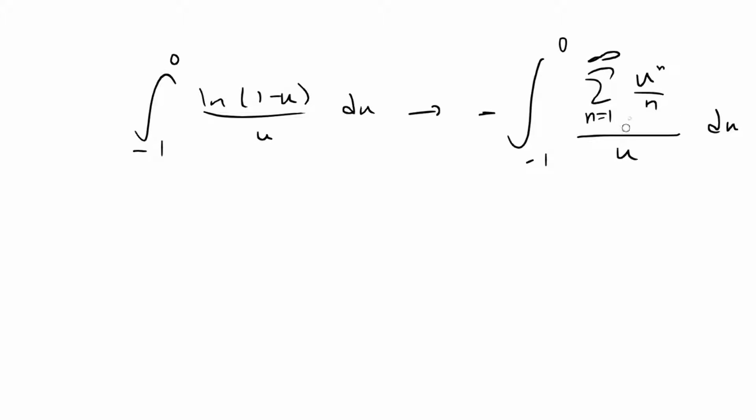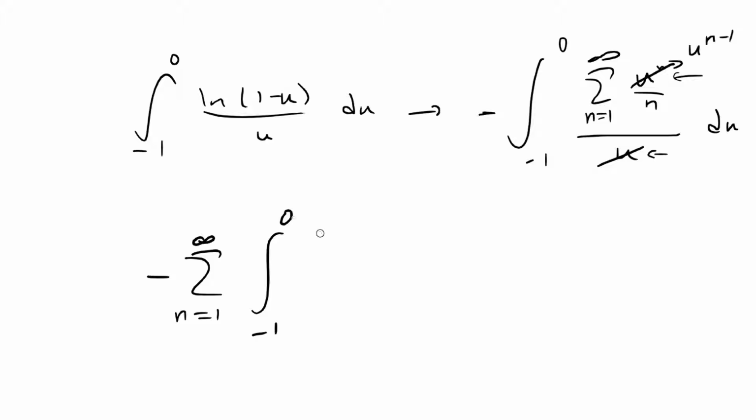And really quickly, we can notice that this u down here and this u up here will end up canceling a little bit. So if we cancel these, this will become u to the n minus 1. And so now we can rewrite this, noting that the integral of the series is the same thing as the series of the integral, as negative sum from n equals 1 to infinity of the integral from negative 1 to 0 of u to the n minus 1 over n du. Alright, so now we've done most of the heavy lifting.